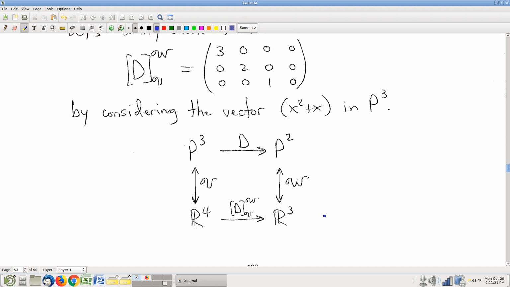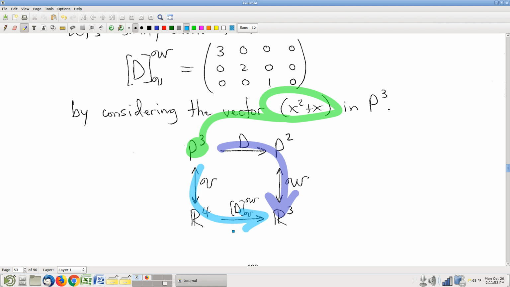This isn't a proof. This is just a sanity check. We're going to consider this vector in P3, and we're going to do two different things. On the one hand, we're going to take the derivative and then write the result in W language. And on the other hand, we're going to write it in V language and then multiply by this candidate matrix that we allege represents the active differentiation.